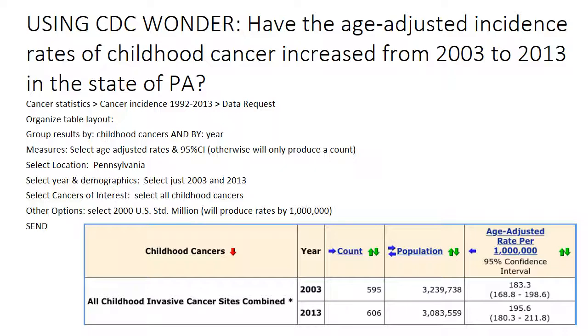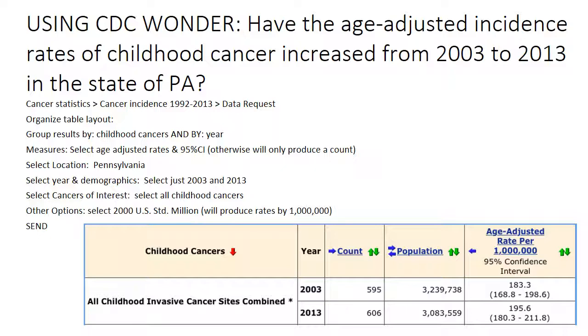So when we're using CDC Wonder, we can answer a number of different questions. So here I have the question, has the age-adjusted incidence rate of childhood cancer increased from 2003 to 2013 in the state of PA? So what we're going to do to answer this question is to go onto CDC Wonder and choose cancer statistics. Once they're there, there will be a tab that asks which we want to use. And we're going to have the cancer incidence 1992 to 2013. And we want to data request that.